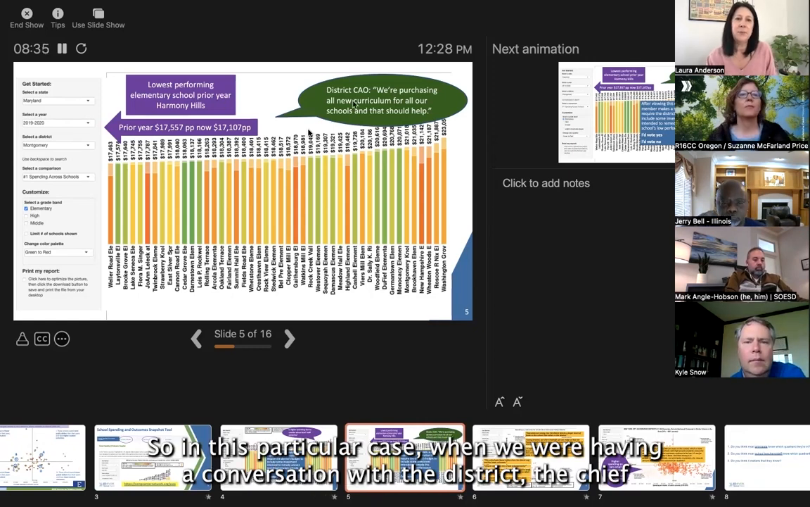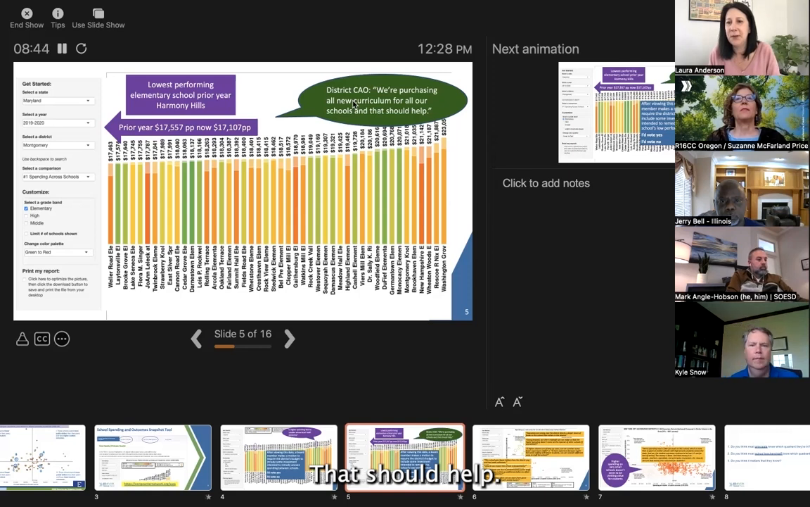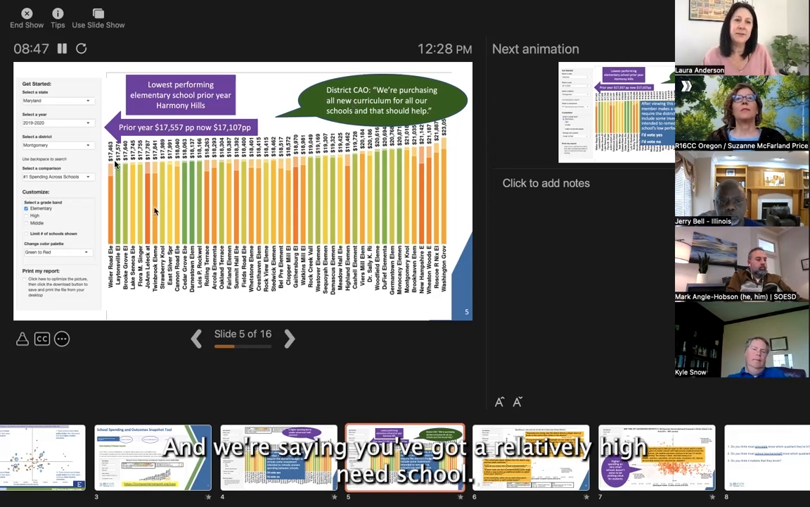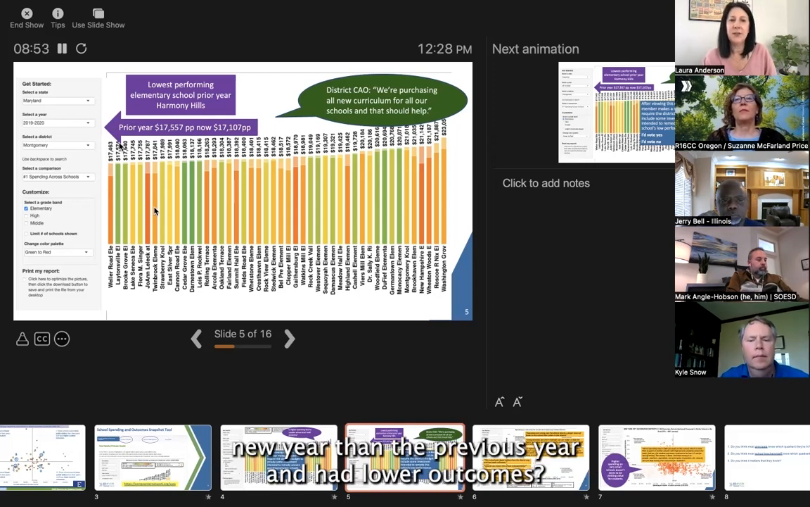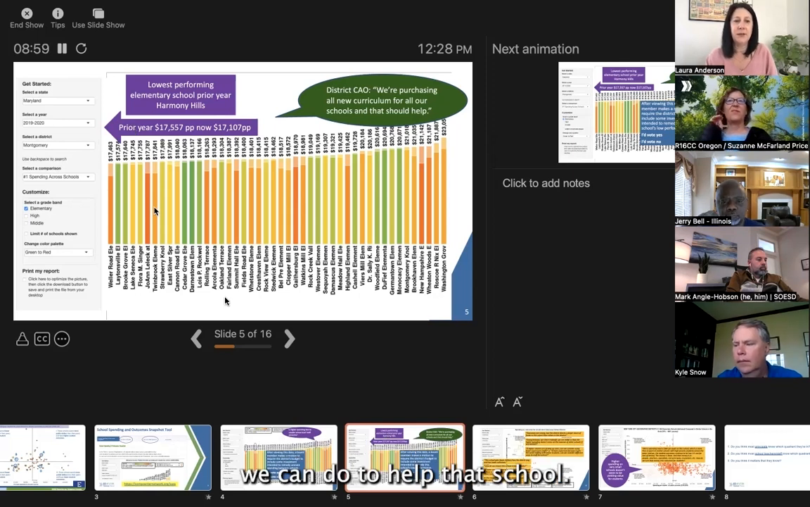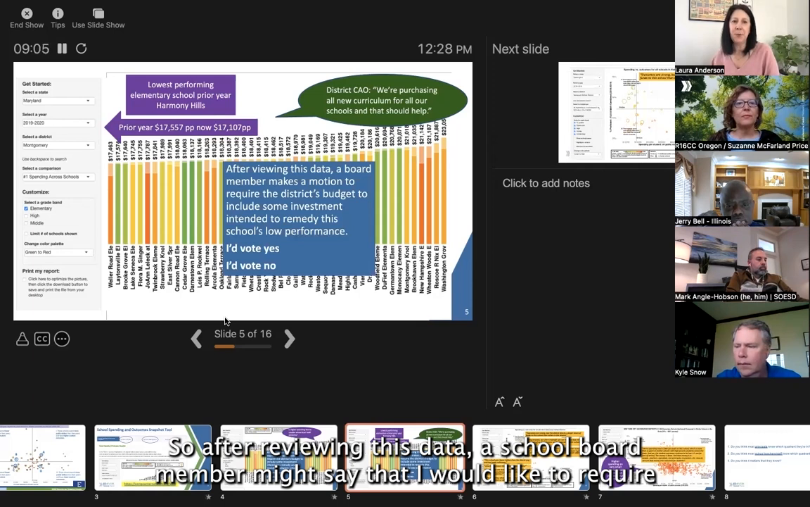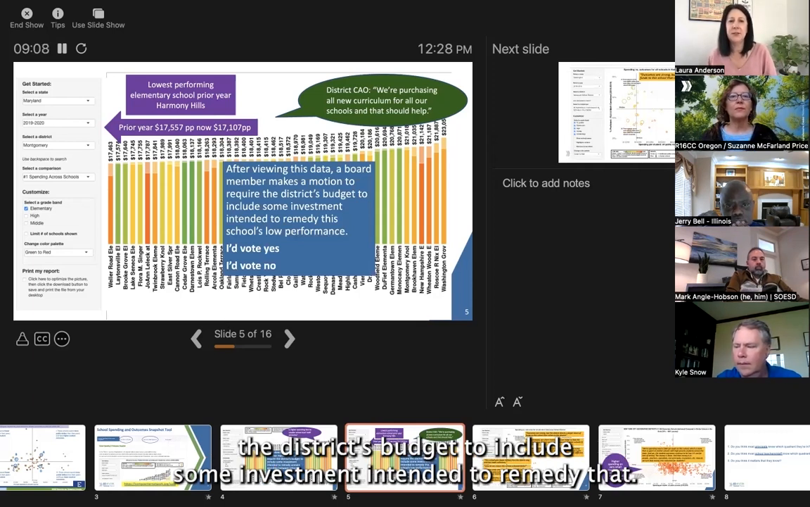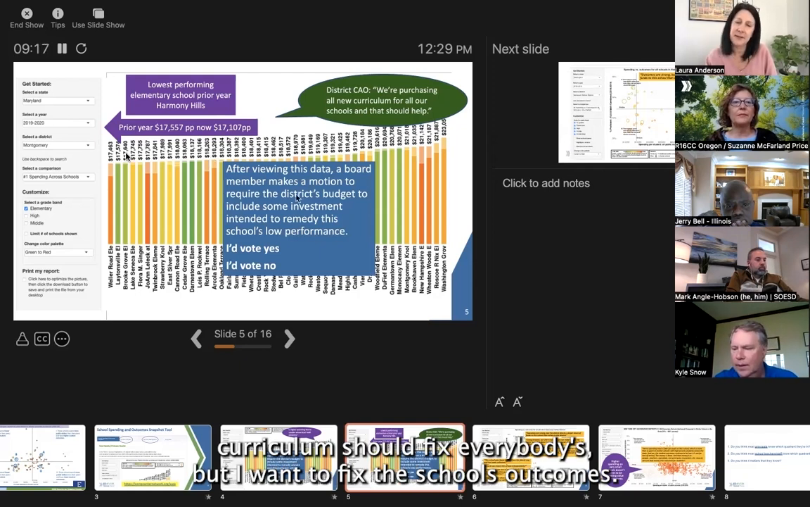So in this particular case, when we were having a conversation with the district, the chief academic officer said, we're purchasing new curriculum for all of our schools. That should help. And we're saying you've got a relatively high need school, it's not on here, who had less money going into this new year than the previous year and had lower outcomes. Let's get with that school and see what we can do to help that school. So after viewing this data, a school board member might say that I would like to require the district's budget to include some investment intended to remedy that school's outcomes, not everybody's. Like this curriculum should fix everybody's, but I want to fix this school's outcomes.